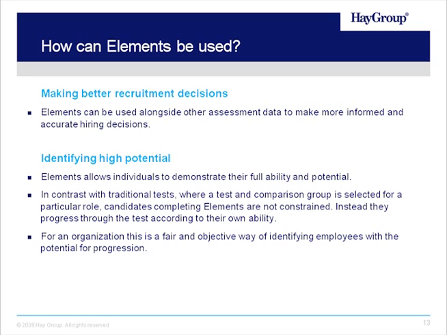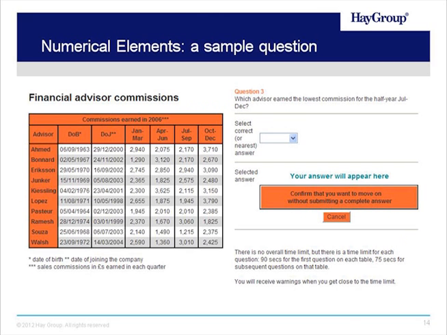Clients tend to use Elements to help them make better recruitment decisions. As you know, the best hiring decisions are always made when you have the most information possible, and Elements is designed to do just that. It can also be used for identifying high potential in your current employees. So to give you a better idea of what these assessments entail, I'm going to briefly show you an example of all 3 of the assessments.